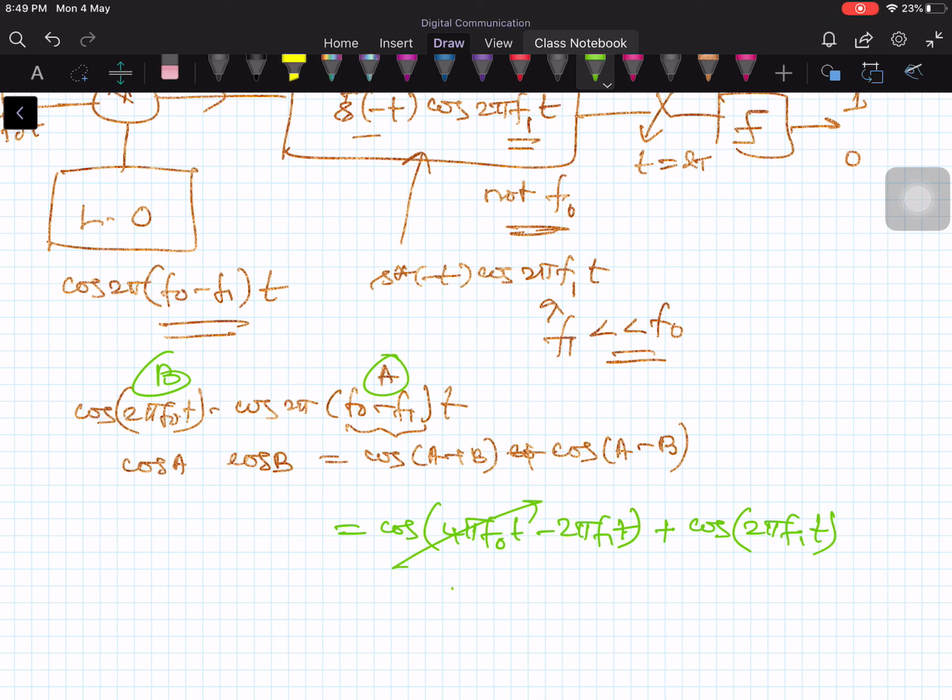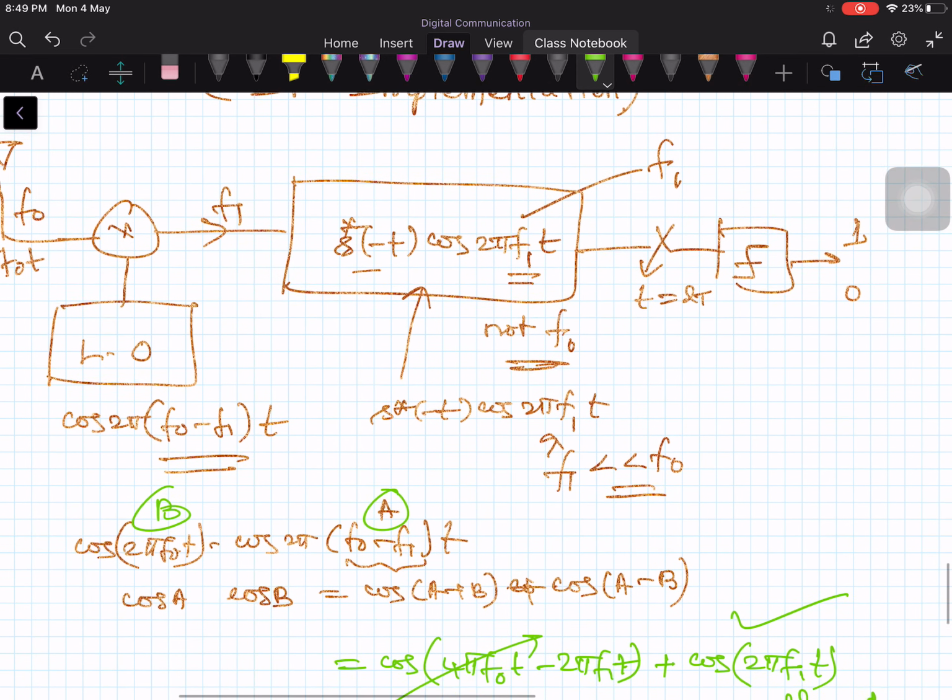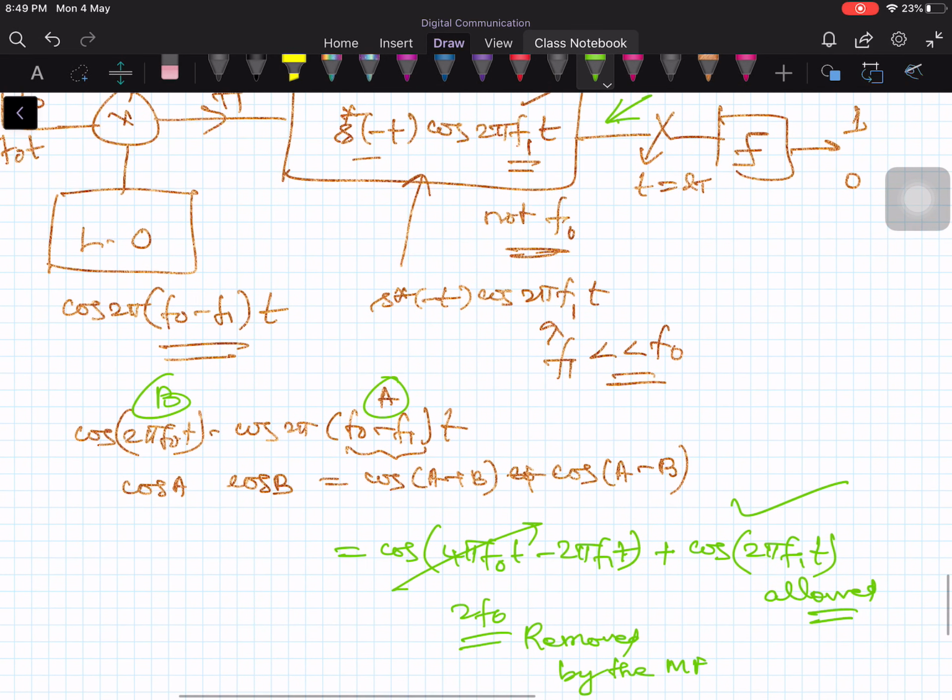Anyway, this is a higher frequency 2f0 that will be removed by the matched filter. So this will be allowed at the output of the filter. Therefore, the output is present at cos of 2 pi f1 t. So that is why your matched filter is matched to frequency f1, not f0. Everything else is the same. The only thing is you are using the matched filter at the frequency f1 rather than at the frequency f0.